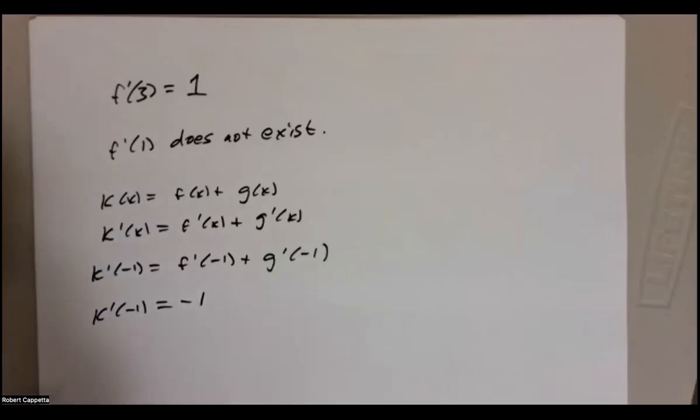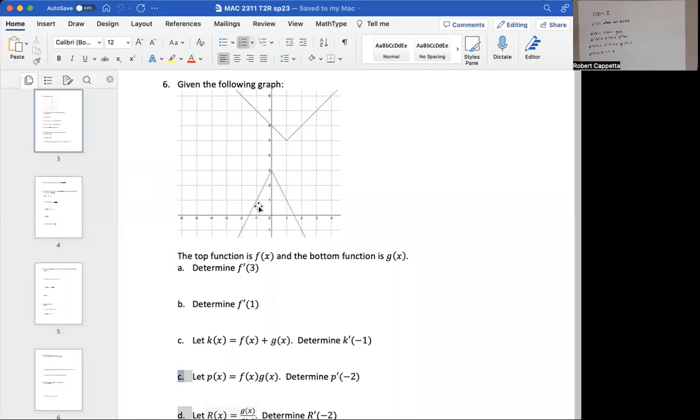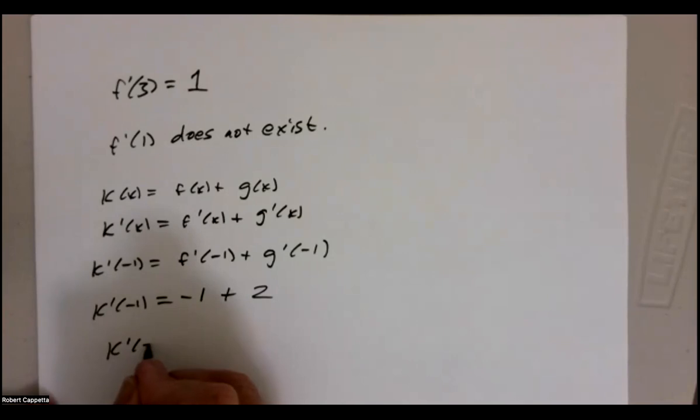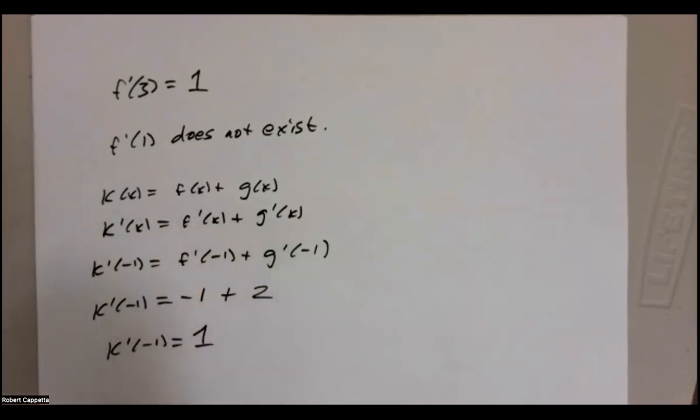And then what do we need? So we have this part plus what is G prime of -1? Let's look at the graph and determine what G prime of -1 is. G prime of -1 is here. What's the slope? Rise 2, run 1. I guess that is going to be 2. So if that's the case, then K prime of -1 is -1 plus 2, which is positive 1. So we get that. Derivative of the sum is the sum of the derivatives. So that's not the most difficult thing for us to do.